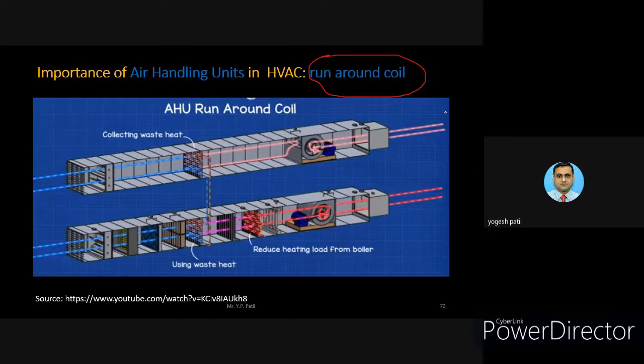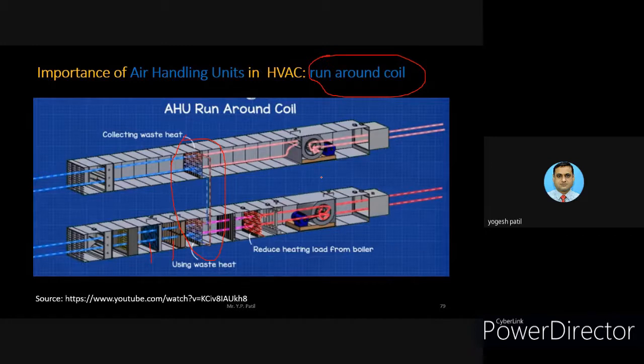You can see how it is possible. So run around coils, they are there. You can see over here these particular sections, they are the run around coils. They are additional coils. You can see this is our cold coil, this is our heating coil, and after that there are these additional things mounted. They are called run around coils.